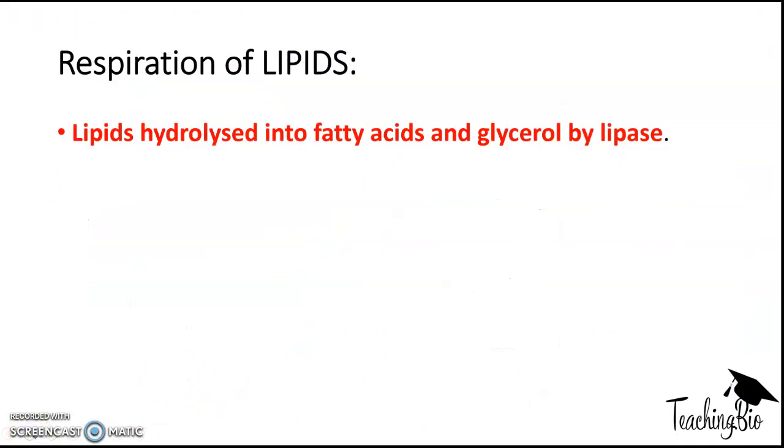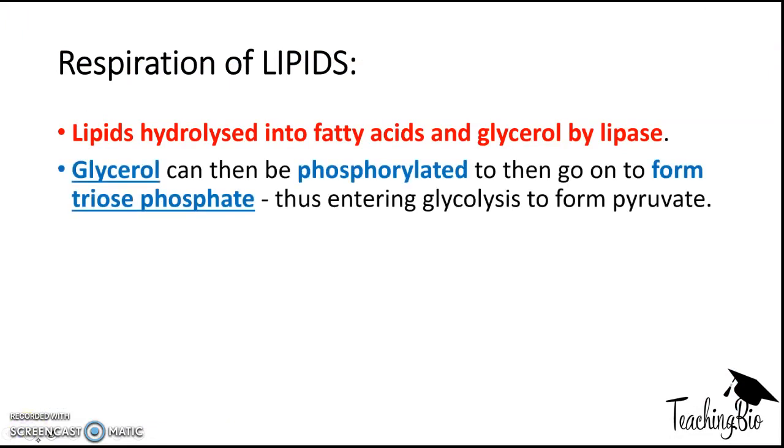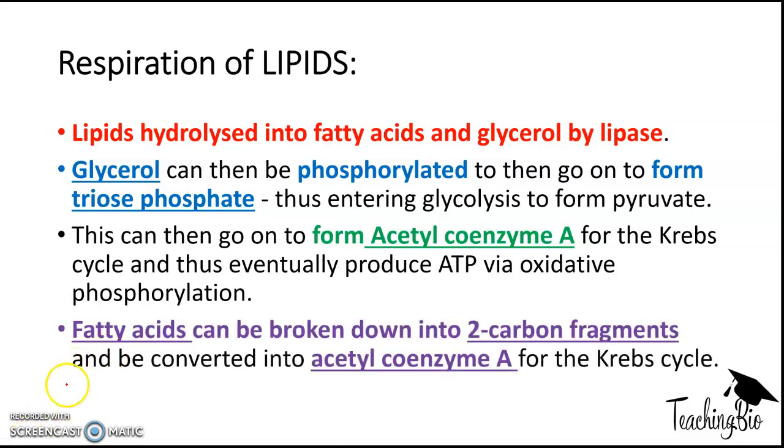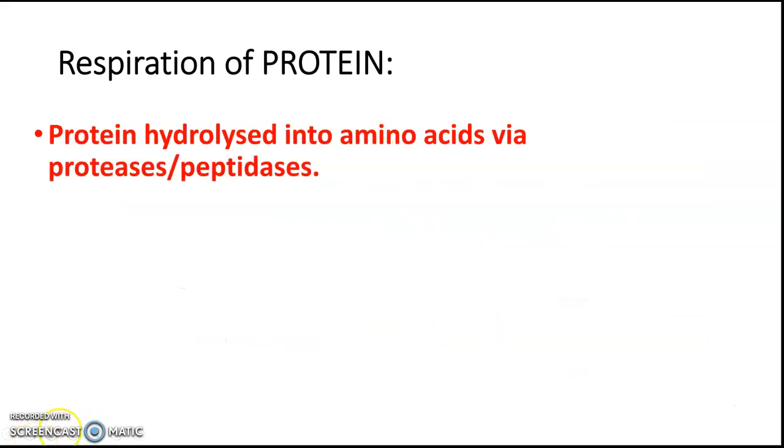So, just to finish off, we're just going to talk about respiration of lipids. Lipids are hydrolyzed into fatty acids and glycerol by lipase. The glycerol can then be phosphorylated and then go on to form triose phosphate, so it can re-enter the cycle. Then that can go on to form acetyl-CoA, as we talked about before. Fatty acids can directly be broken down to 2 carbon fragments, and that can be put into acetyl-CoA for the Krebs cycle. And then finally, respiration of proteins.